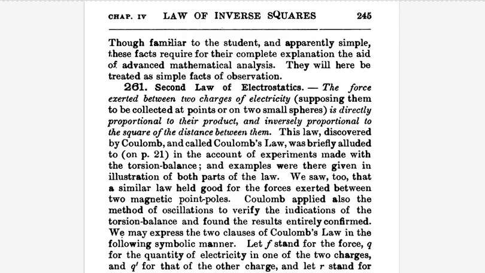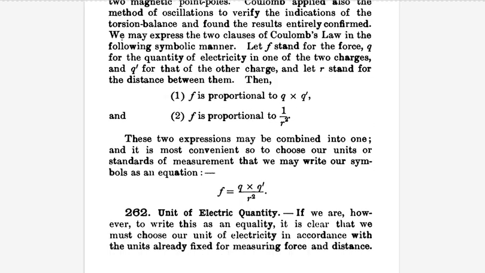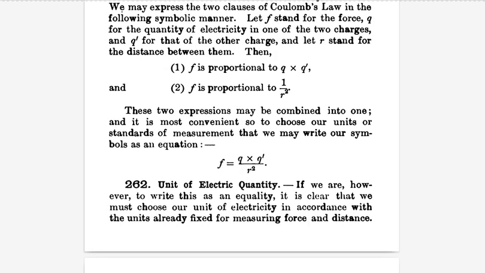We saw, too, that a similar law held good for the forces exerted between two magnetic point poles. Coulomb applied also the method of oscillations to verify the indications of the torsion balance and found the results entirely confirmed. We may express the two clauses of Coulomb's law in the following symbolic manner. Let F stand for the force, Q for the quantity of electricity in one of the two charges, and Q' for that of the other charge, and let R stand for the distance between them. Then, 1, F is proportional to Q times Q', and 2, F is proportional to 1 over R squared.